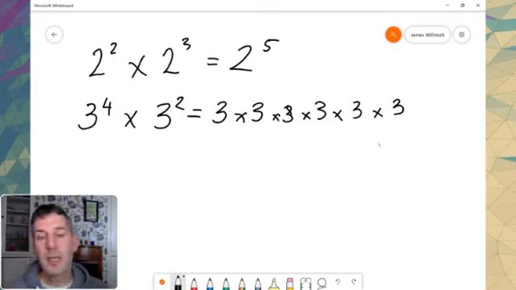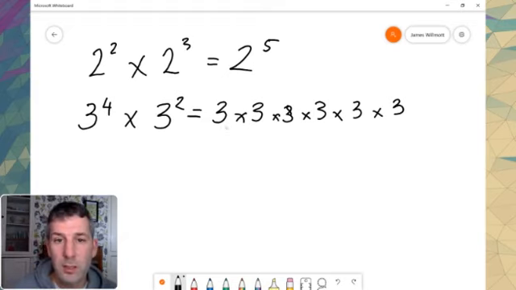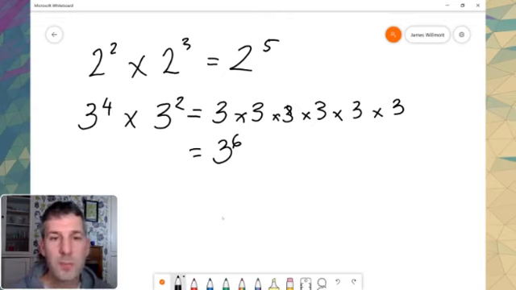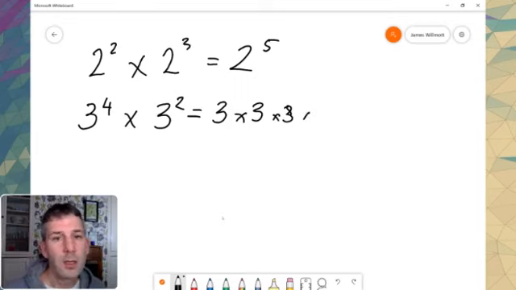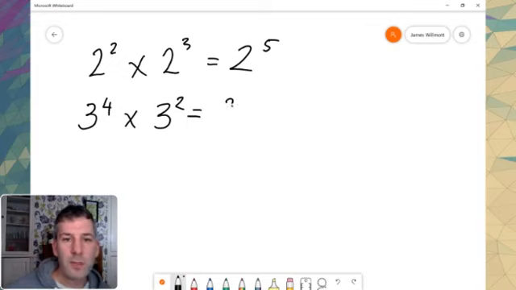Okay, if I put that whole lot together, you can see we've got 6 3s listed there. Therefore, it's just 3 to the power of 6. So 2 squared times 2 cubed is 2 to the power of 5. 3 to the power of 4 times 3 squared is 3 to the power of 6.